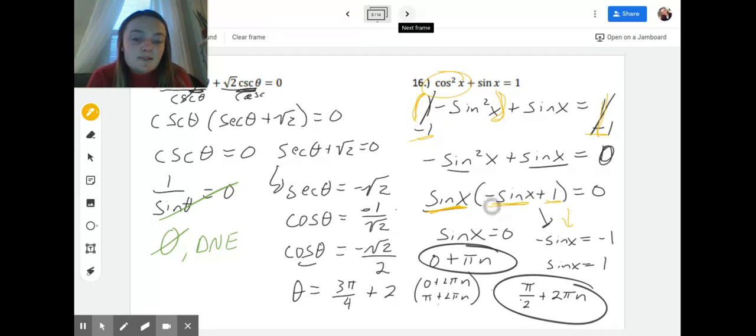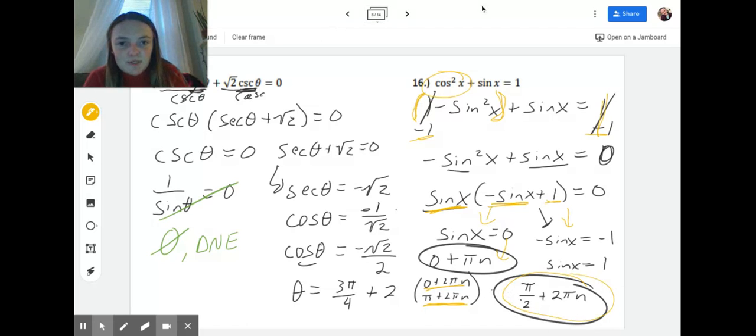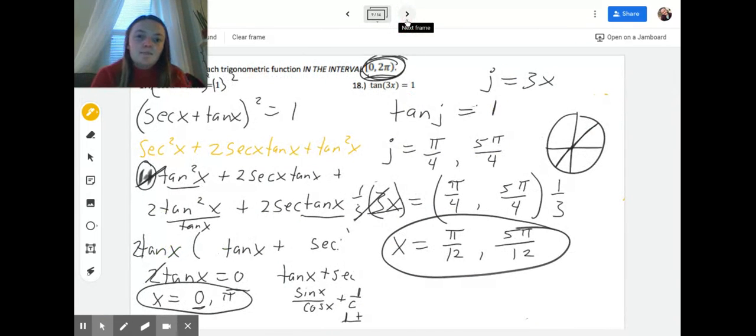I set both pieces equal to 0, and I got 0 plus 2 pi n and pi over 2 plus 2 pi n. But we've seen this enough at this point that we could just write it generically as 0 plus pi n. And when sine of x is equal to 1, that's pi over 2 plus 2 pi n. And that's number 16. All right, number 18.